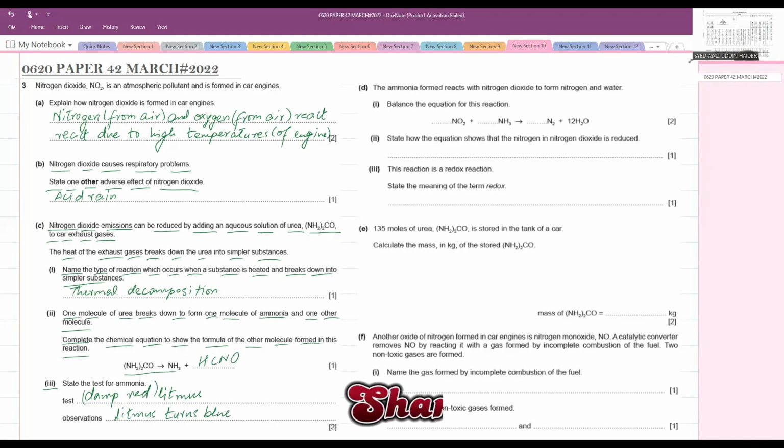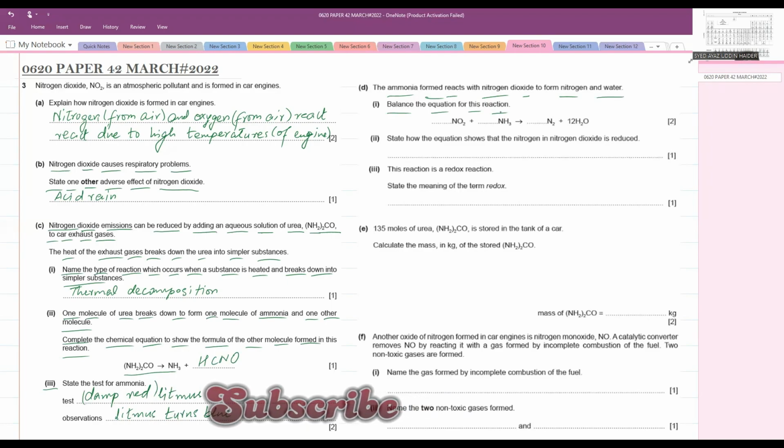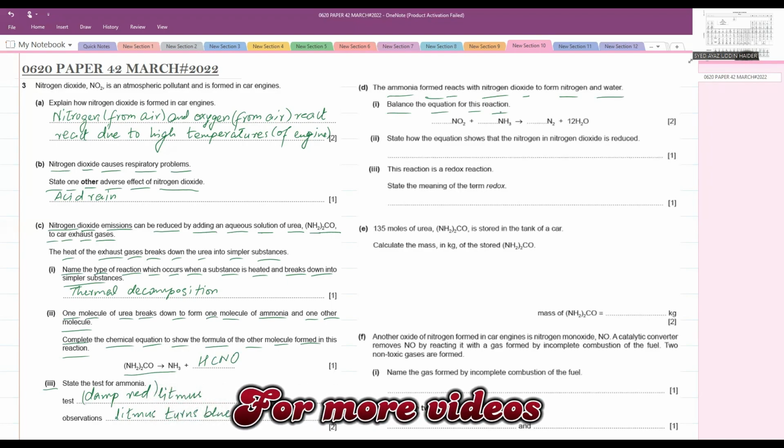Part D is about balancing the equation. The ammonia formed reacts with nitrogen dioxide to form nitrogen and water. Balance the equation for this reaction. Here's the reaction. The best way to do this question is to make a column mentioning all the atoms. Now, count the number of atoms of each element on both sides of the equation. You'll see that nitrogen is balanced on both sides of the equation.